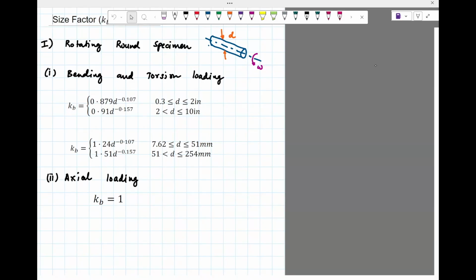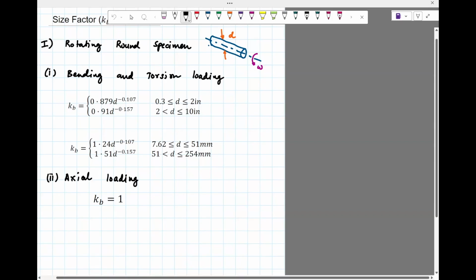So the basis of computing these factors in the labs is basically that the specimen is rotated. Here you can see that the specimen, let's say it's a round specimen, is rotated, and D is the diameter. If it's a rotating specimen, like the shaft of a car wheel that is going to be spinning, that is what you can imagine when you are computing the size factor here.